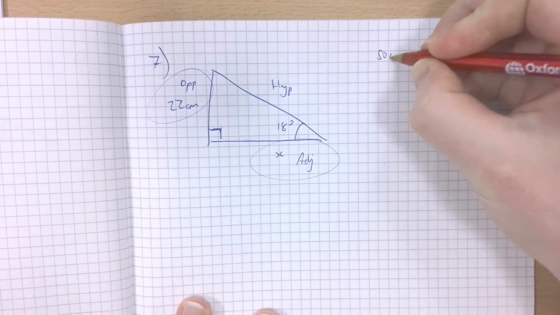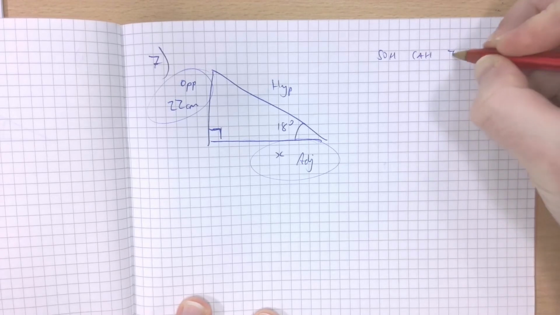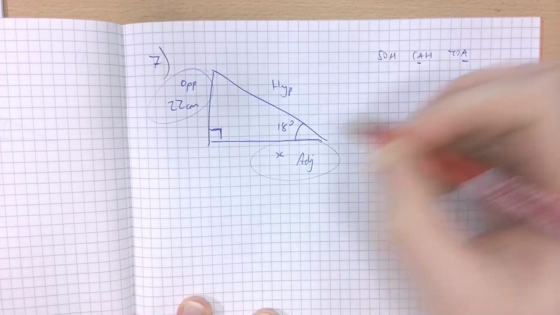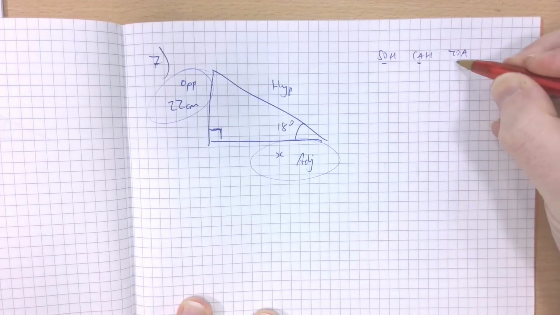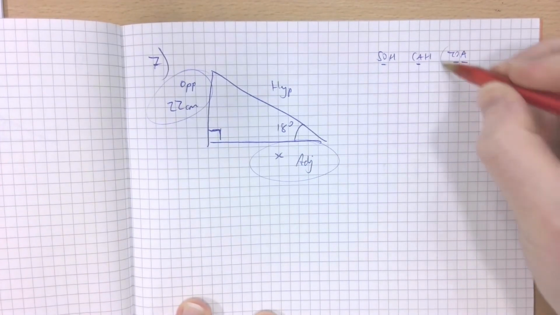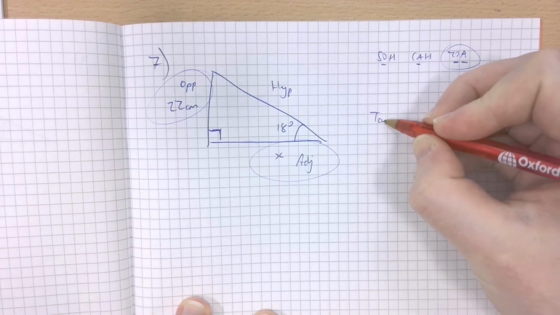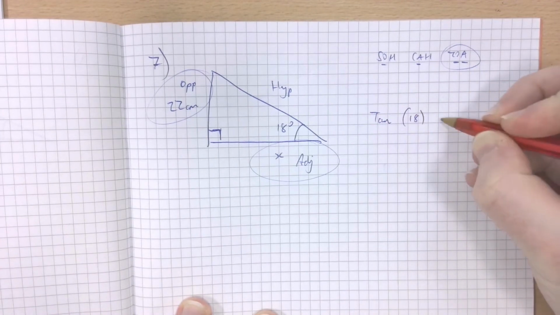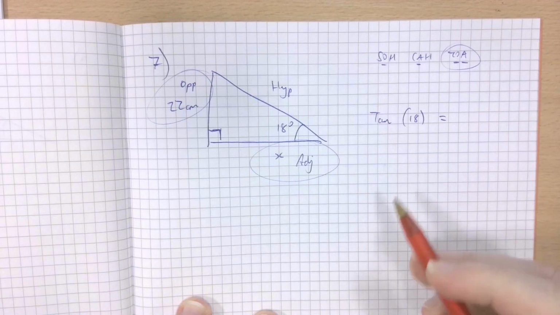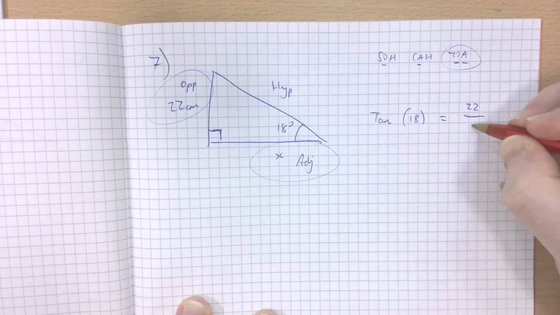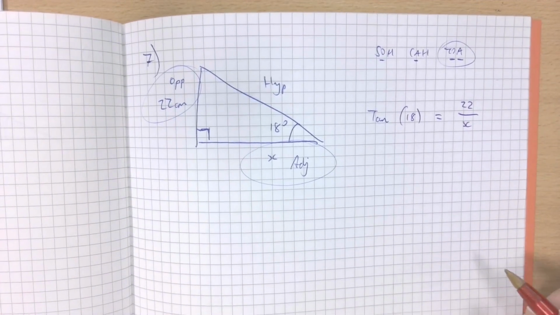So let's write out SOHCAHTOA again. I've got the adjacent, so I'm going to underline the A's. I've got the opposite, so I'm going to underline the O's. Which one have I underlined twice? TOA, tan. So what does that mean? The tan of 18 degrees equals O over A, opposite over adjacent.